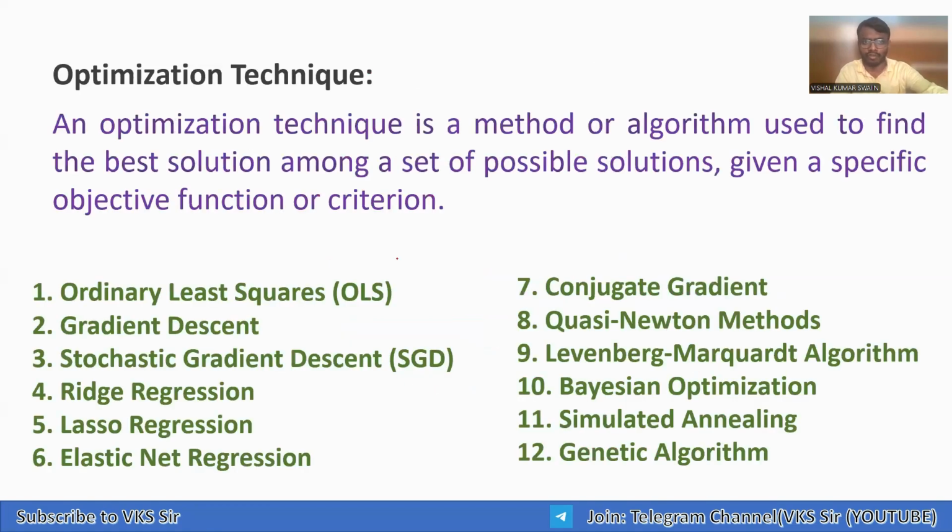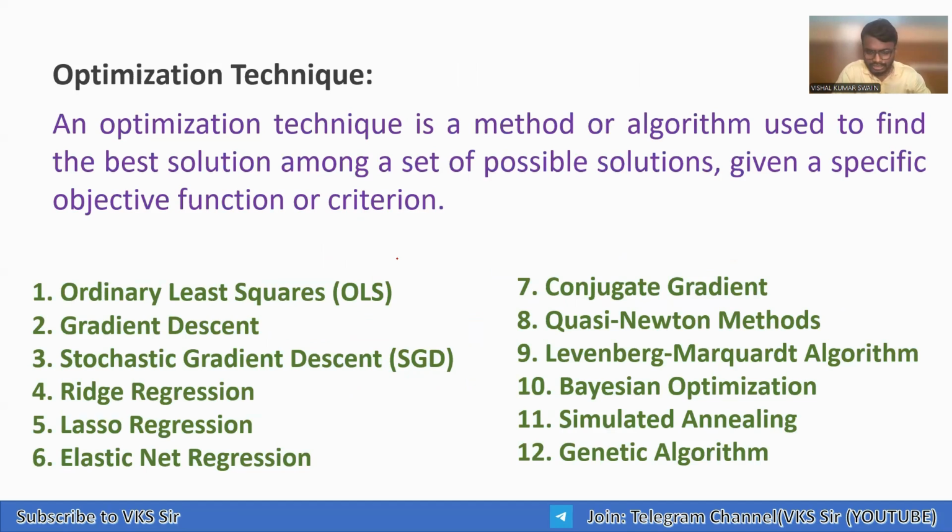Now let's go for the optimization techniques. What exactly are optimization techniques? Optimization techniques are used to find the best solution among a set of possible solutions, given a specific objective function or criterion. If you have to enhance your model performance, you can also take help of optimization techniques.